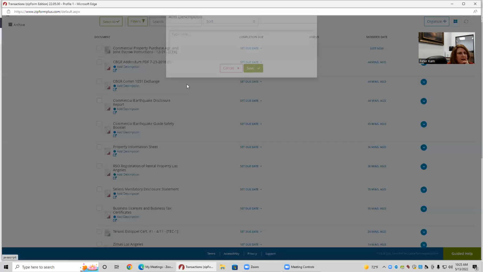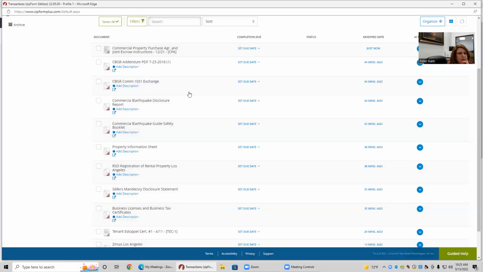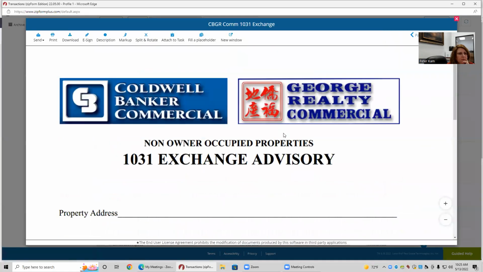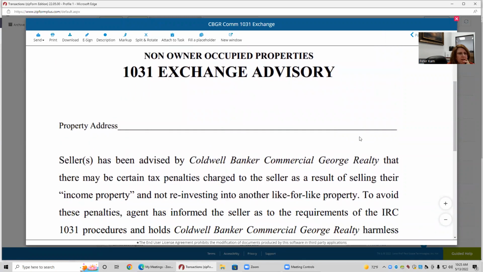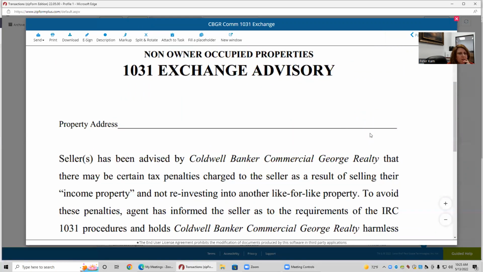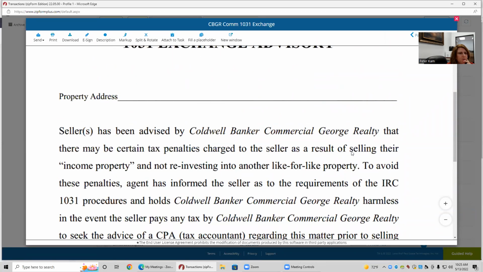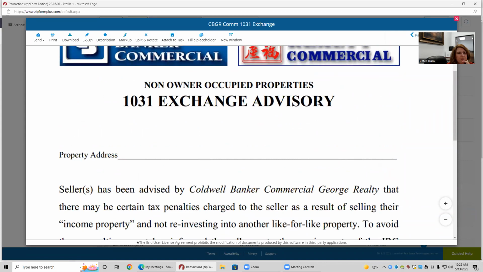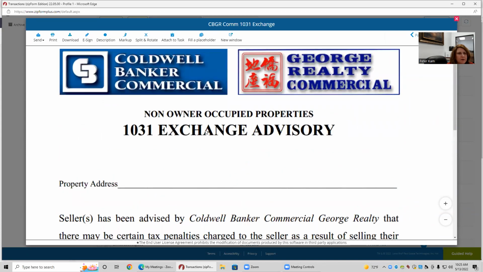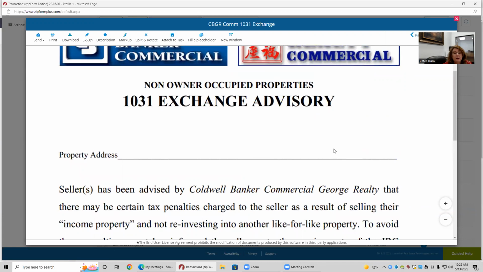And I would also advise, even if they tell you, I'm not doing an exchange, please go ahead and provide this. It doesn't hurt anything to provide the 1031 exchange advisory. Let them check with their tax accountant. We are not experts in that. Let them check, but at least we've advised them to go ahead and check with their accountant. And you see it's got the commercial logos on it. So please, every time you're selling a non-owner occupied property, even if it's a house that's been rented out, please get the advisory signed for our file. That will help a lot.